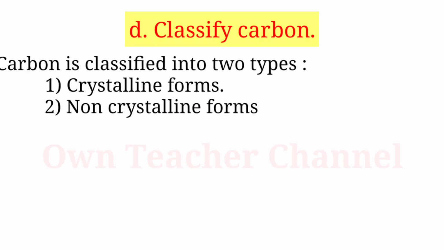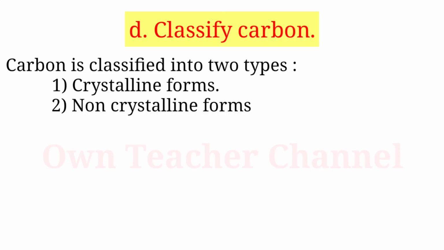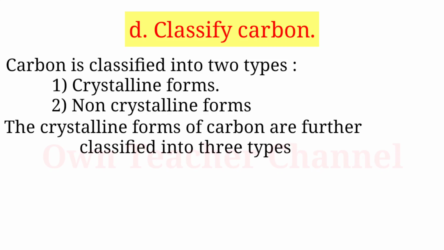Classify carbon. Carbon is classified into two types. 1. Crystalline forms. 2. Non-crystalline forms. The crystalline forms of carbon are further classified into three types. 1. Diamond. Pure diamond is the hardest natural substance known on Earth. In diamond, every carbon atom is bonded to 4 other neighboring carbon atoms by covalent bonds. Diamond has a melting point of 3500 degrees Celsius. It is a bad conductor of electricity.